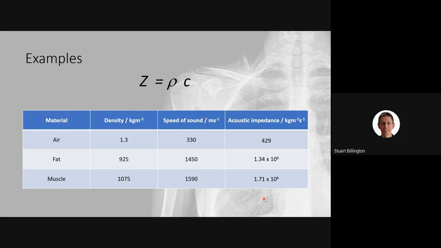Okay, so now that you can calculate this property of materials, which has a bearing on how the ultrasound waves propagate through the material, now that you can calculate Z, you can use Z to work out how the ultrasound waves will reflect from boundaries between materials with different values of Z. So let's have a little look at that.